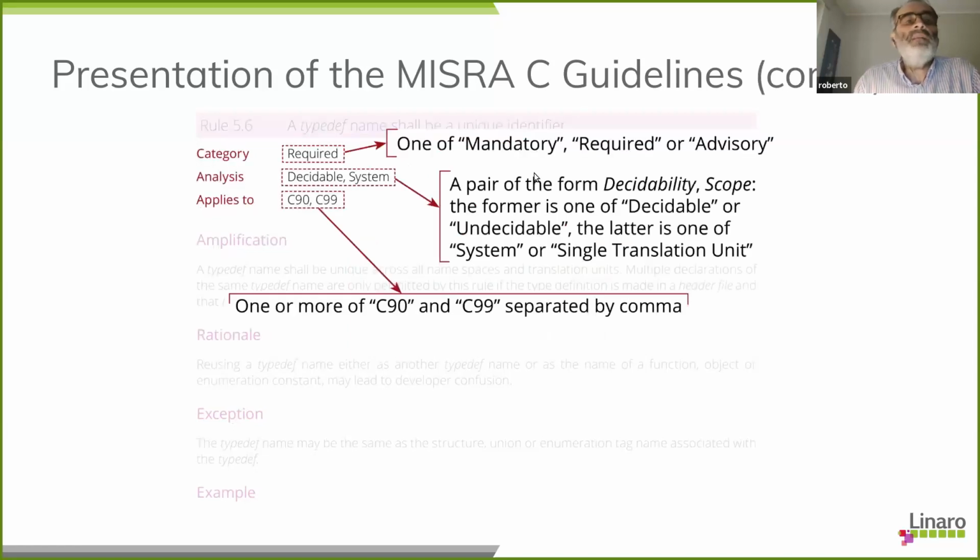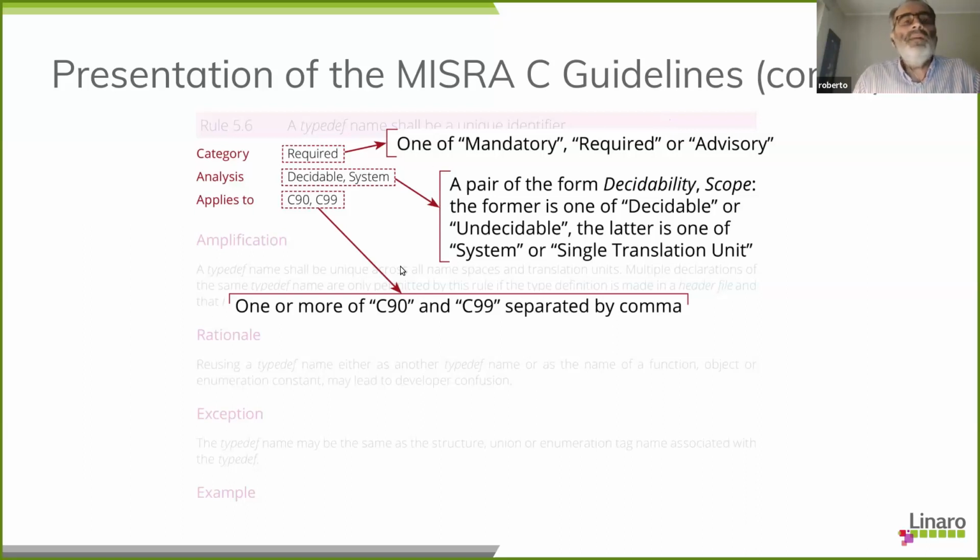Then there are several attributes. Let me only go through the first and the third one. The category: the guideline may be mandatory, so the code has to comply. There is no way, if you want to be MISRA compliant, you have to comply. Or it may be required, meaning that you may comply, or you may have an argument why, in a certain set of situations, you can't comply, but still safety is not endangered. And you can do this with the required rules. And advisory rules are simple recommendations. You are free to follow them or not.